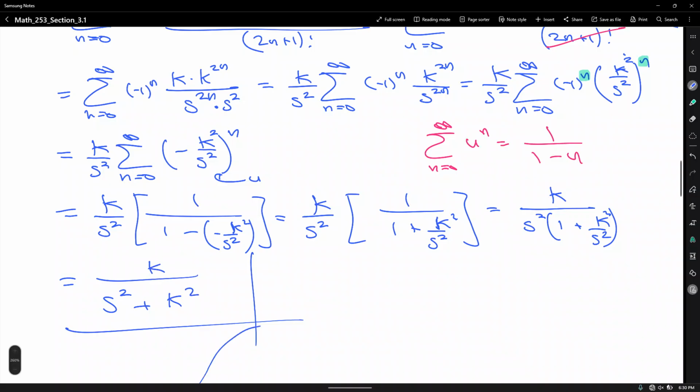And that's another way to get the Laplace transform of sine. You can do the same thing for cosine. You can do the same thing for the exponential. For the arctangent, just wait for that one.